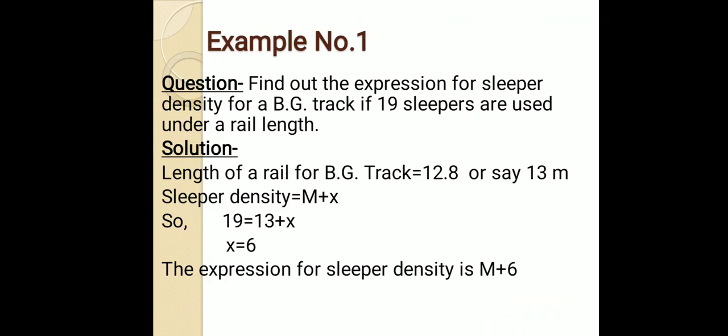Here the number of sleepers is given as 19 and the value of M is 13 meters. If we simplify the equation, we get the value of x equal to 6. Therefore, we can express the sleeper density as M plus 6.